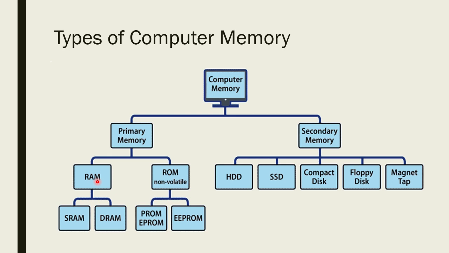It is also called non volatile memory. Here ROM is divided into two types. One is programmable read only memory, the other one is electrically erasable programmable read only memory, and erasable programmable read only memory. And in secondary memory, it is of five types, and these are like external memory. First one is hard disk drives, soft disk drives, compact disk, floppy disk, magnetic tapes.